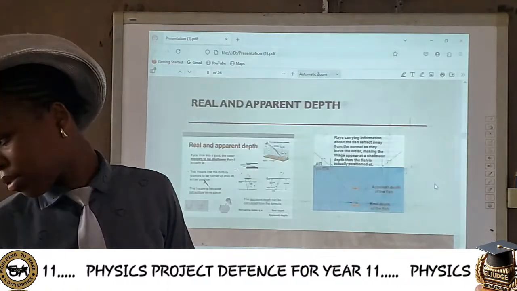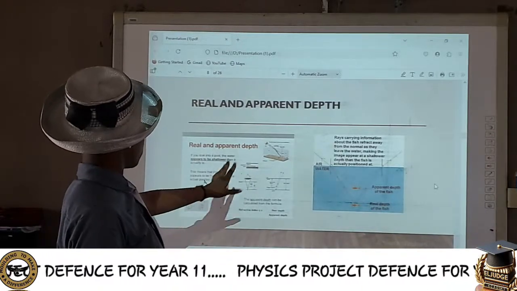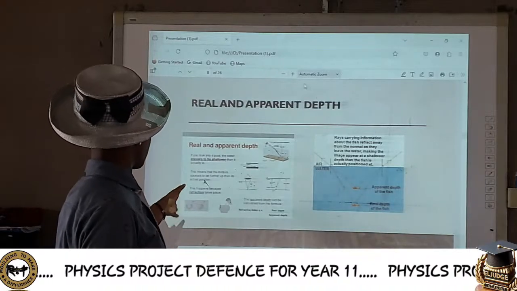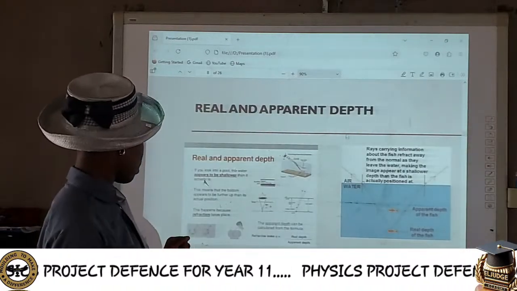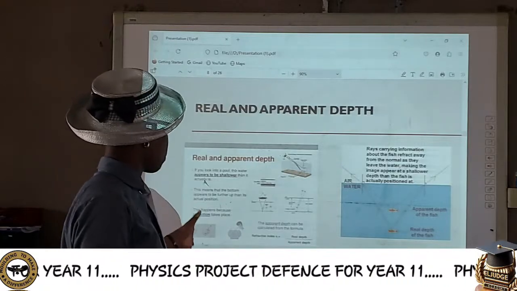Continue. Then we're looking at real and apparent depth. So if you look into a pool, the water appears to be shallower than it may seem. This means that the bottom appears to be further up than its actual position. And this happens because refraction takes place.